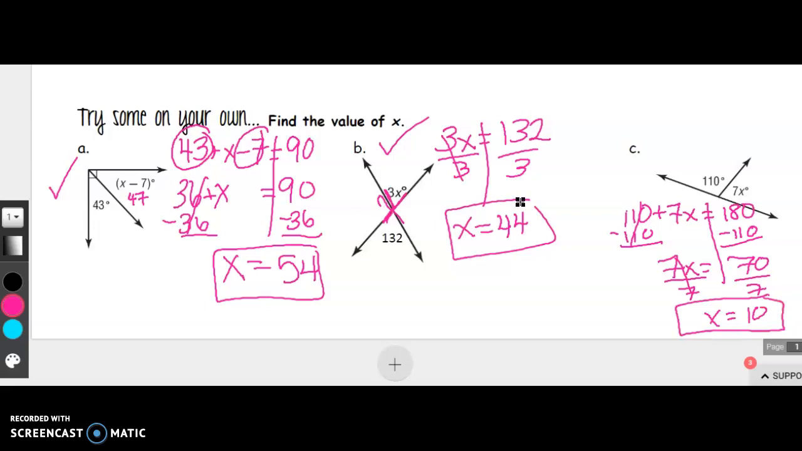So my answer is 10, but let's just check. 7 times my x, which is 10, is 70. 70 plus 110, yep, 180. So we are all correct.